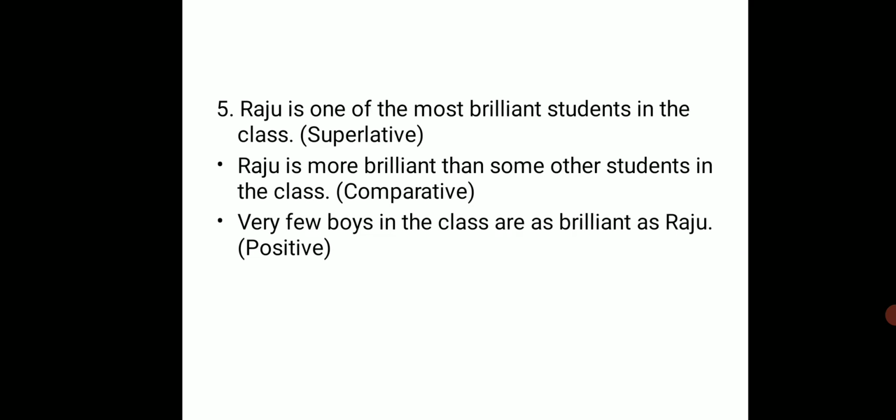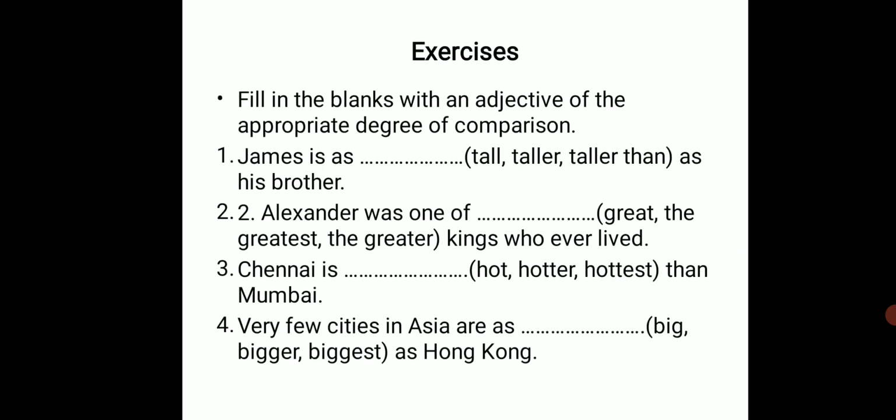All right. Okay, with this go through these exercises. I'll discuss one for you. The first one, James is as dash as his brother. So by observing these words as and as, you should find an adjective which is in positive degree, right? I hope you have got the answer. James is as tall as his brother.